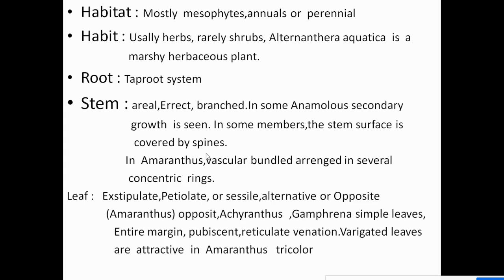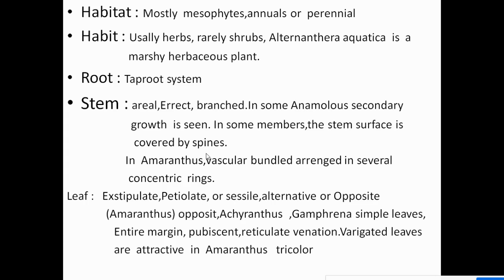Next, habit. Usually herbs, rarely shrubs. All the plants are weak-stemmed and very short in nature, and few are shrubs. Alternanthera aquatica grows in marshy localities, near the water areas. And the root is the taproot system.